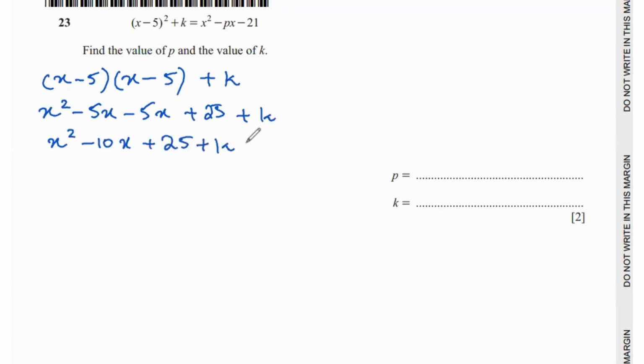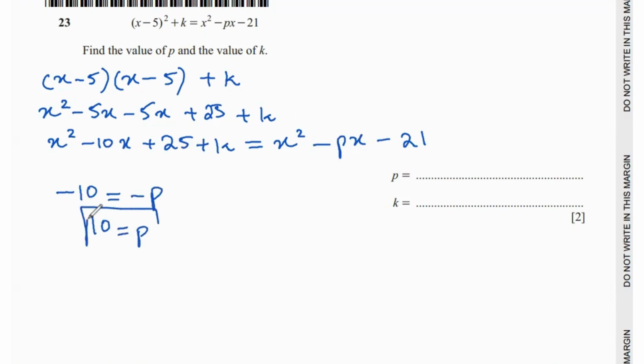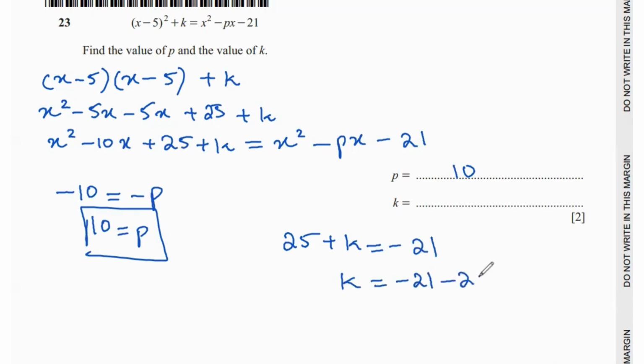Now this entire thing is equal to x squared minus px minus 21. So the coefficient of x is negative 10 over here, and over here it's negative p, which means negative 10 equals negative p, and 10 equals p. And here it's 25 plus k equals negative 21. So k would be negative 21 minus 25, which is negative 46. So that's the value of k.